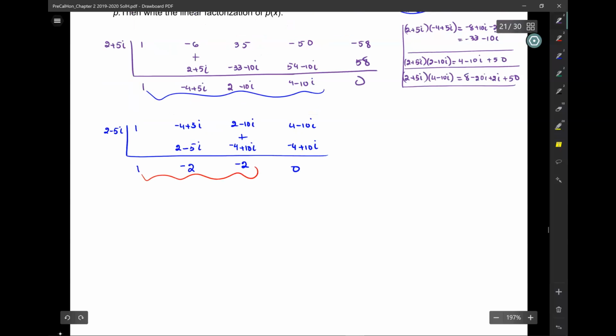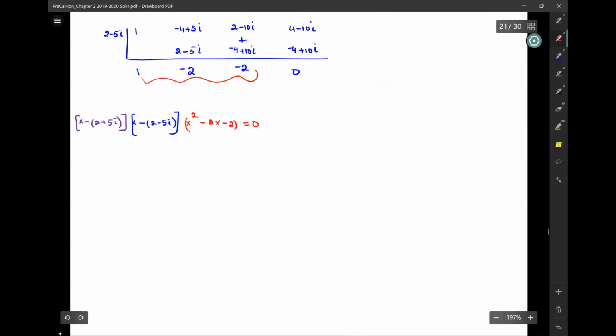X squared. Okay, so let's write them all down. So I have from the very top x minus 2 plus 5i. Then from the blue, x minus 2 minus 5i. Then from here in the red, I have x squared minus 2x minus 2. And all this has to equal 0 because we want all the zeros. How do we factor the red? You just can't factor, it's irreducible. But we gotta find the 0 anyway. What are we gonna do?